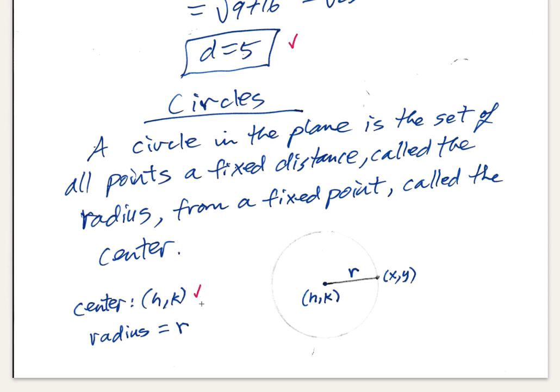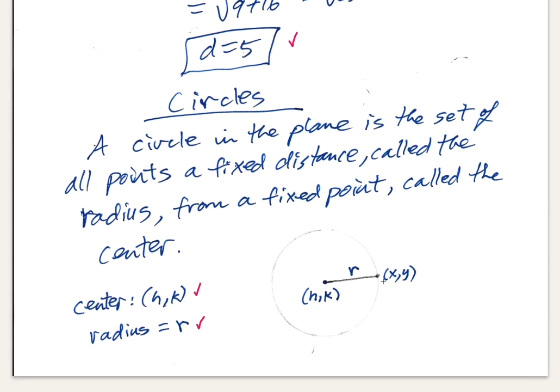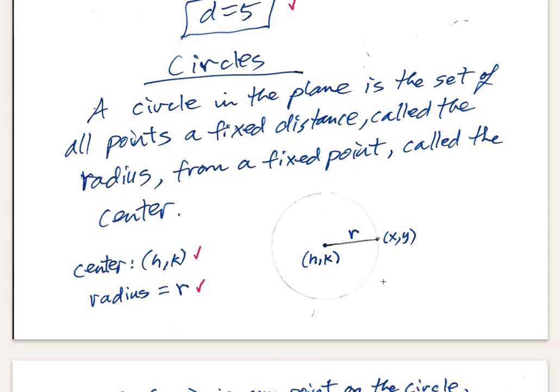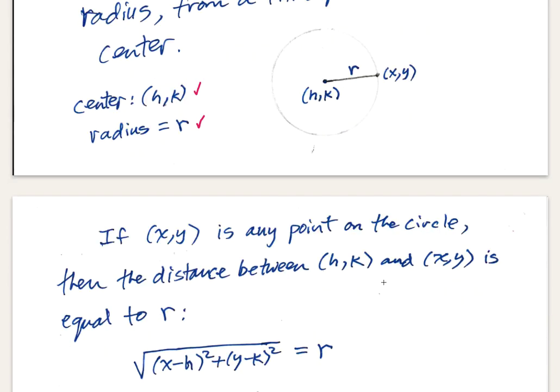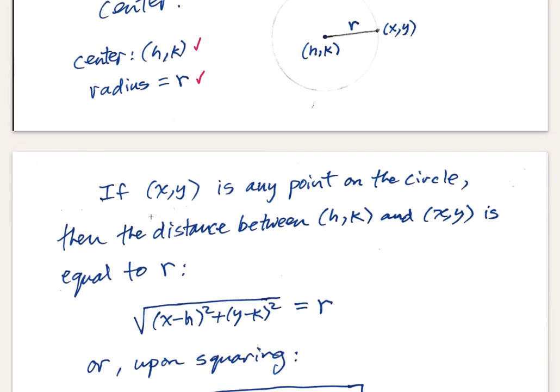This is just a tradition now. And the radius I'm going to call little r. And you can see my circle here. So if I take any point (x, y) on the circle, its distance from (h, k) should be exactly r. It doesn't matter which point on the circle I take, its distance to the center should still be that fixed number r. So if (x, y) is any point on the circle, then the distance between (h, k) and (x, y) is equal to r.